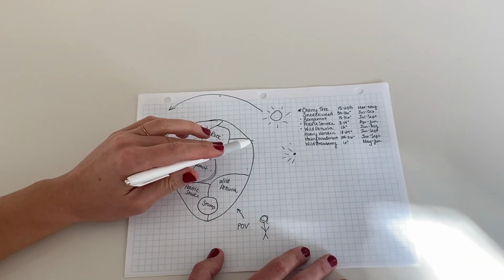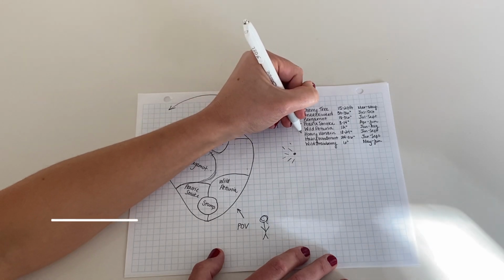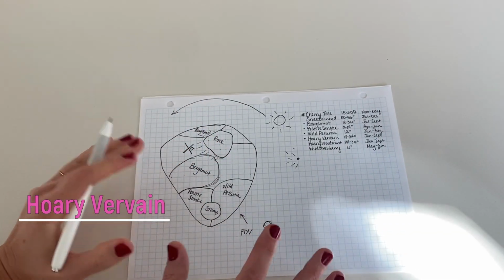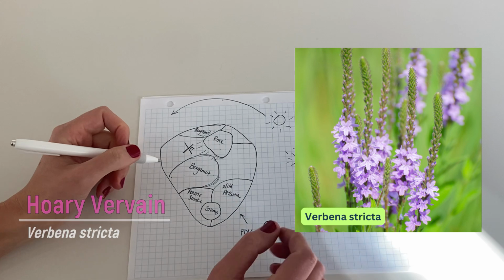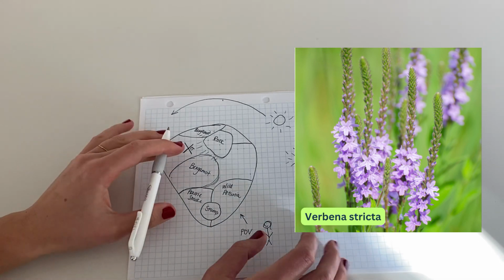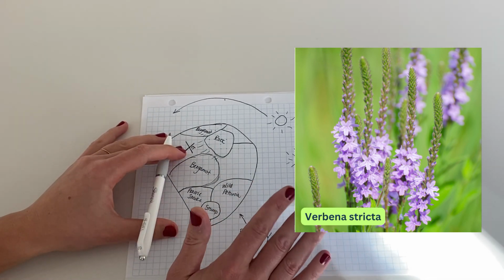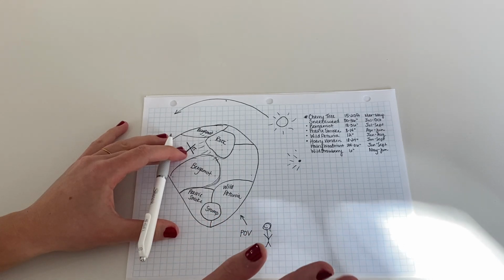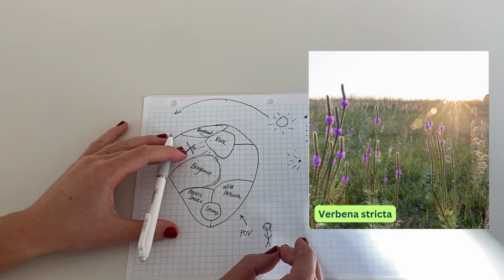Next on my list is going to be my Hoary Vervain. Hoary Vervain is a shorter version of blue vervain, is the way I like to put it. It gets to be about 18 to 24 inches tall. It has beautiful purple spikes of flowers on it, and the bloom time on that is between June and September.